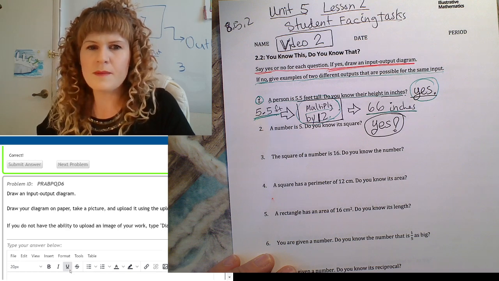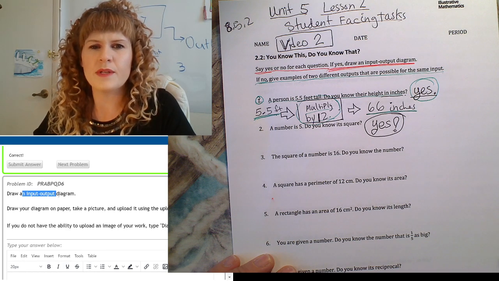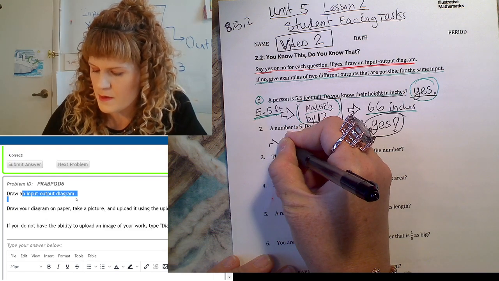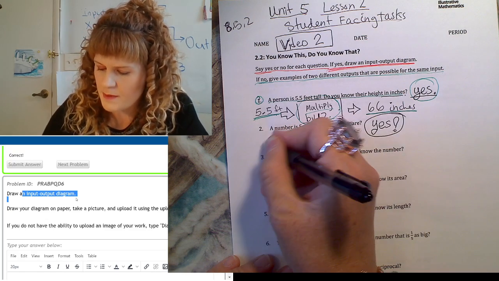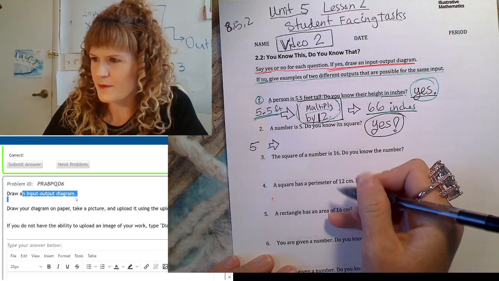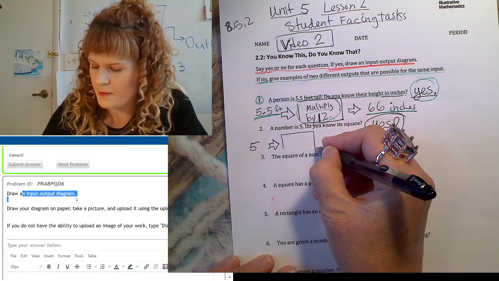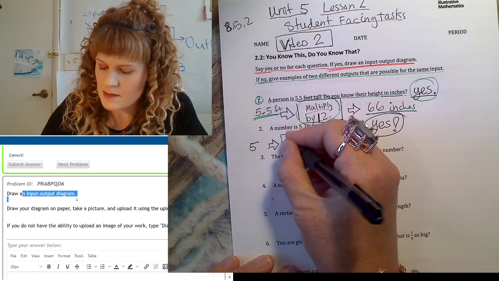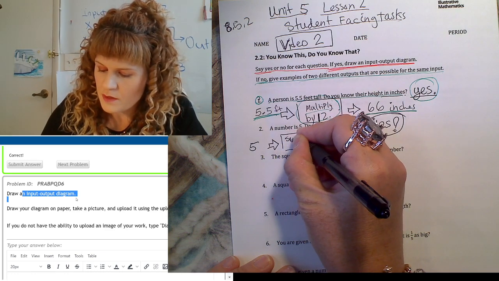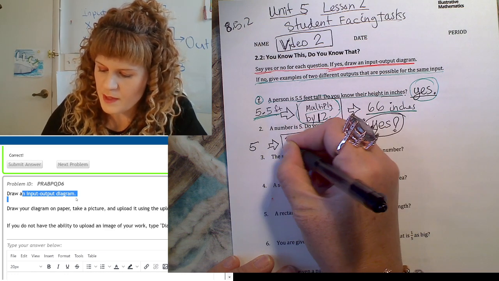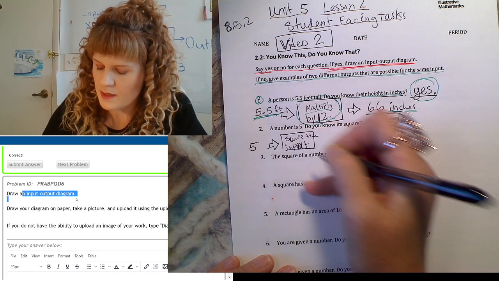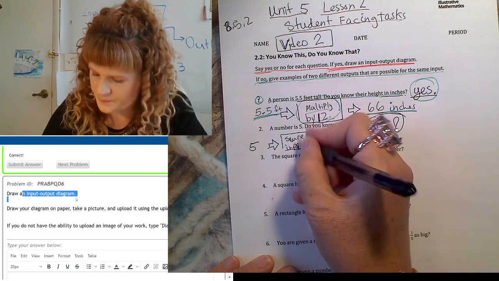The next problem asks you for the input-output diagram. Go ahead and draw that on your paper. The input is going to be 5. And the rule in the box is going to be, you can say it 2 ways, square the input. Oops, bad writing. Square the input.